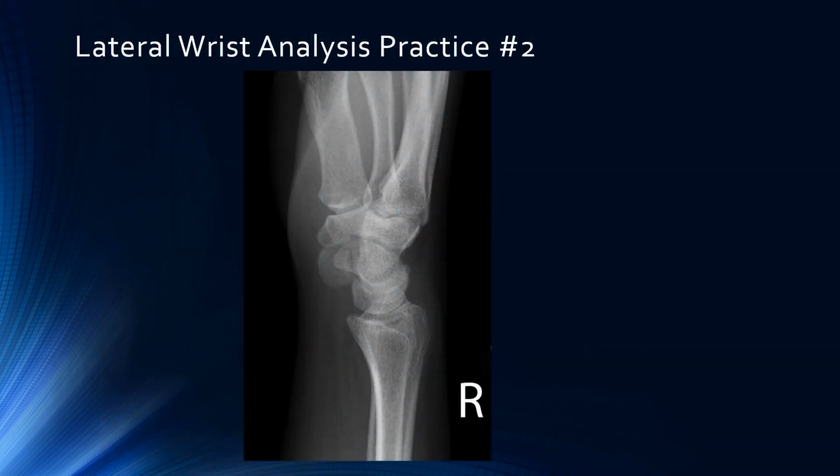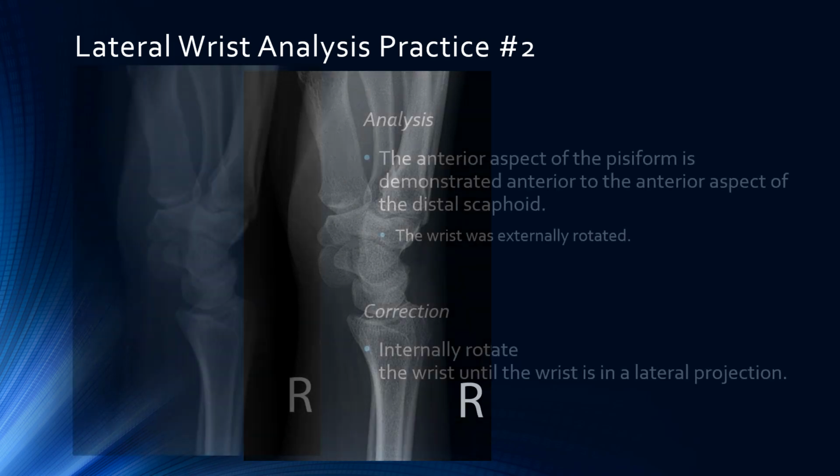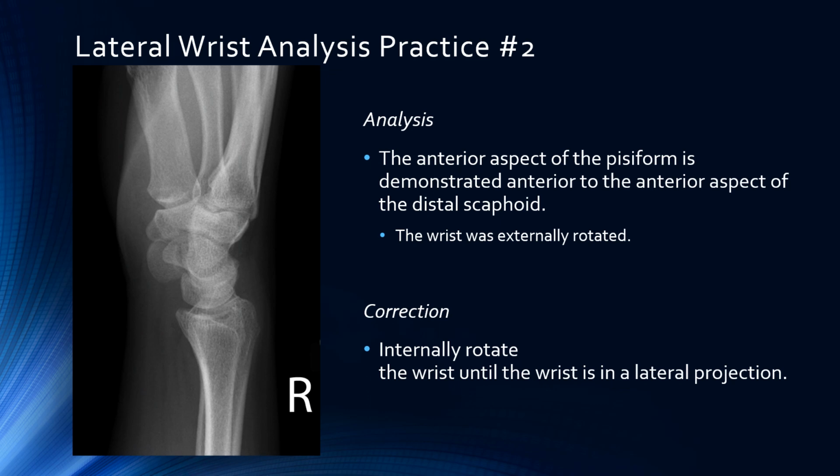Lateral wrist analysis practice number 2. What do you guys think? The anterior aspect of the pisiform is demonstrated anterior to the anterior aspect of the distal scaphoid. The wrist was externally rotated. So for correction, internally rotate the wrist until the wrist is in a lateral projection.